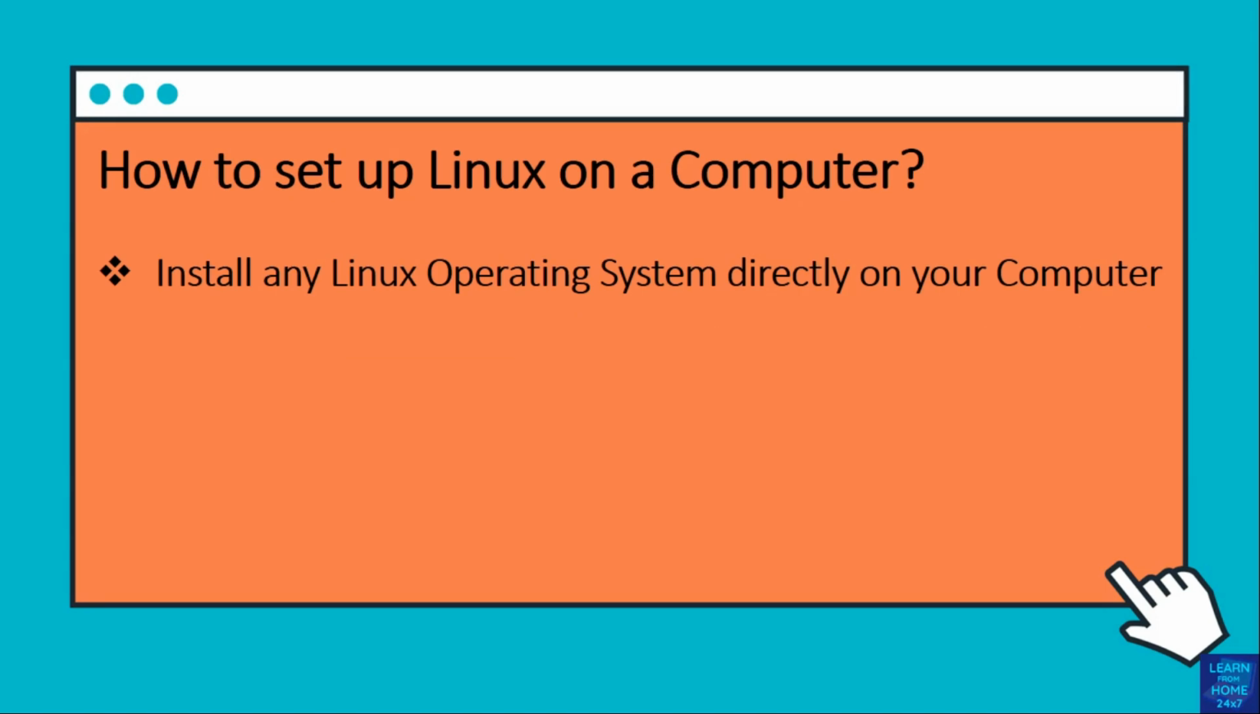Now let's see how to set up Linux on a computer. The first way is to install any Linux operating system directly on your computer, like you install a Windows operating system. In the same way, you can install an Ubuntu based operating system directly on your computer. I am not getting much into this step, but you can make a bootable pen drive of your Ubuntu operating system and install it.